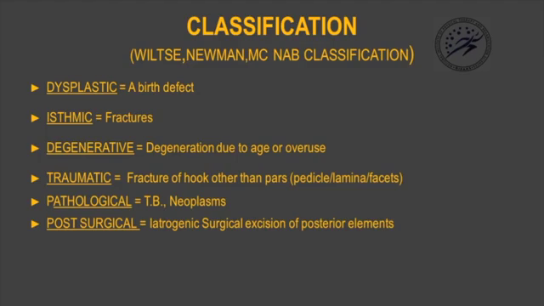Then we have traumatic. It is a fracture of the hook other than the pars, either pedicle, lamina, or facets. Then we have pathological spondylolisthesis. It can result from a pathologic process causing weakening of the pars, pedicle, or zygapophyseal joints. Then we have post-surgical, iatrogenic surgical excision of posterior elements.